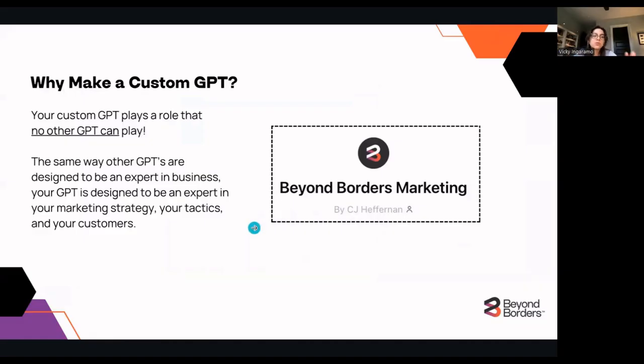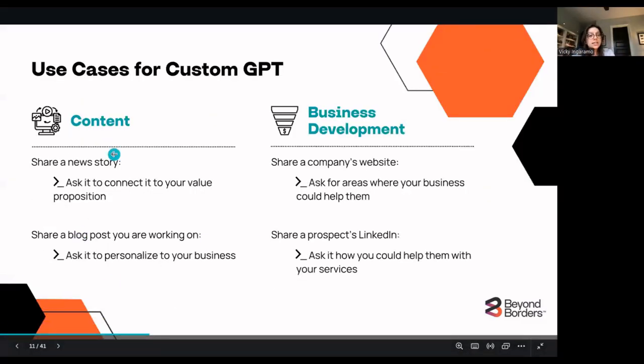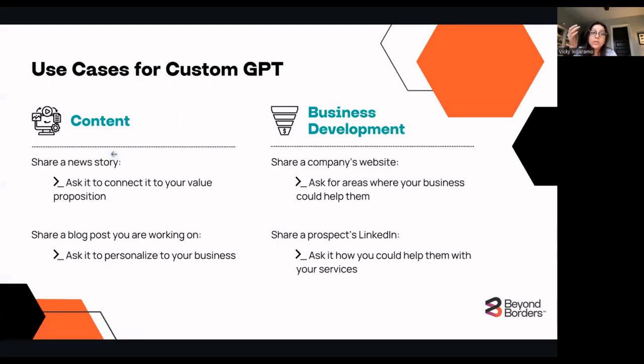It's because it plays a role that no other GPT can play. It is your personal advisor. And in this case, I made one for marketing because that's what we do, but it could be your personal advisor for sales or business development or for almost whatever you'd like, I would say. So what can it do? It can do content. So this is mostly what we use it for.